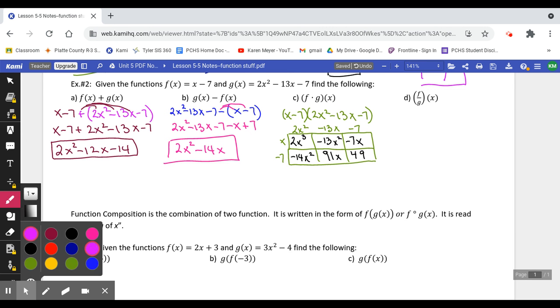So remember to combine your like terms. So I get 2x to the third. If I combine my x squareds, that will give me negative 27x to the second. Combine my x's, that will give me plus 84x. And my plain number is plus 49.